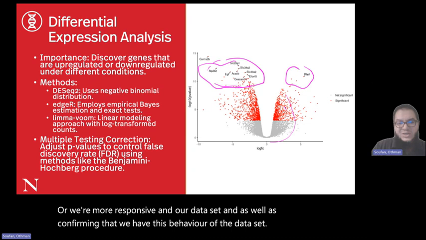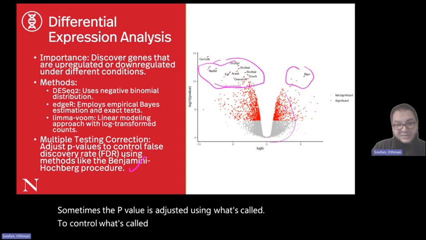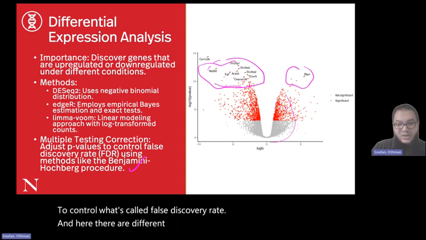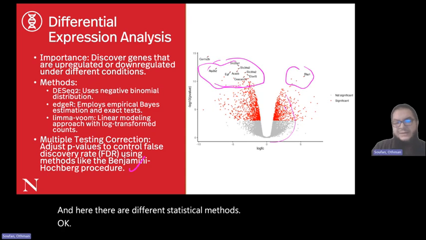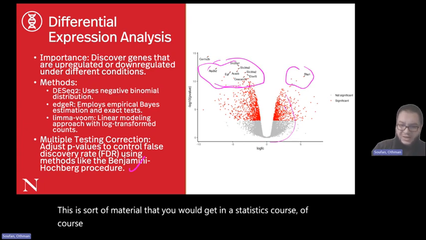Sometimes the p-value is adjusted to control what's called the false discovery rate. And here there are different statistical methods. Okay, again, this is material that you would get in a statistics course. Of course, as a bioinformatician, you are highly recommended to take a statistics course.